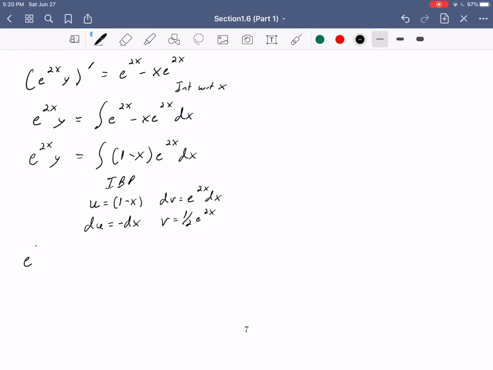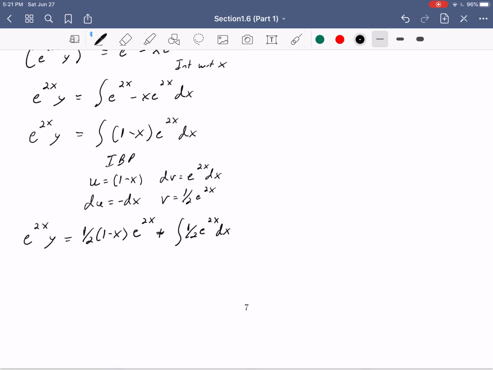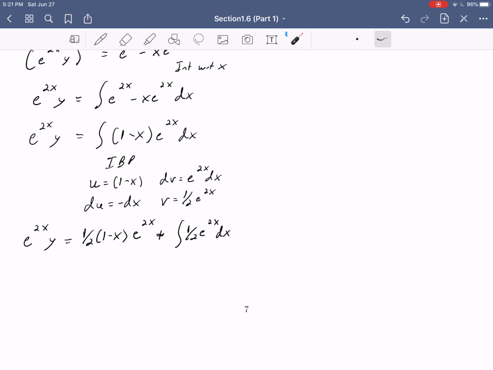If we pop that stuff back in, we get e to the 2x y is going to be u times v, so 1/2 (1 minus x) e to the 2x, minus the integral of v du, since there's a minus it becomes a plus, 1/2 e to the 2x dx. Finish up this integral here, and we get e to the 2x y equals 1/2 (1 minus x) e to the 2x, plus 1/4 e to the 2x plus c.